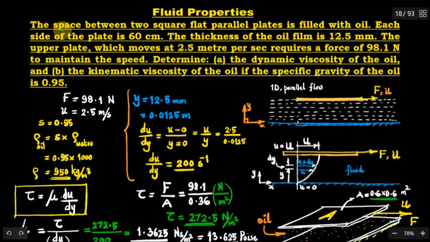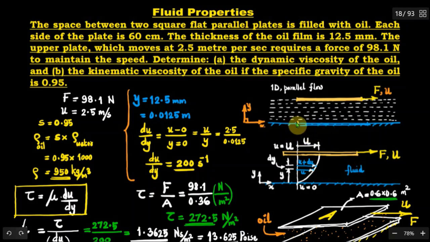Our next problem. The space between two square flat parallel plates is filled with oil. Each side of the plate is 60 centimeters. The thickness of the oil film is 12.5 mm. The upper plate, which moves at 2.5 meter per second, requires a force of 98.1 Newton to maintain the speed. Determine the dynamic viscosity of the oil and the kinematic viscosity of the oil if the specific gravity of the oil is 0.95. So here we have a case similar to the one which we discussed when we defined viscosity and illustrated Newton's law of viscosity.